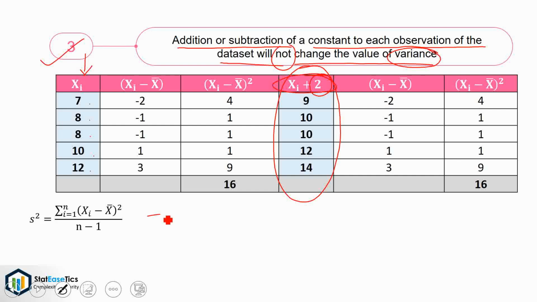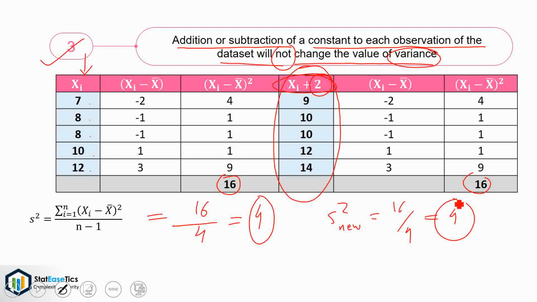The variance of the original series is 16 by 4, which is equal to 4, and the variance of the new series is equal to 16 by 4, which is equal to 4, thus satisfying the property. Similarly, you can check by subtracting a constant from each observation and see the results. From this, we can say that variance is independent of origin. That is, adding or subtracting a constant to each observation does not affect variance.